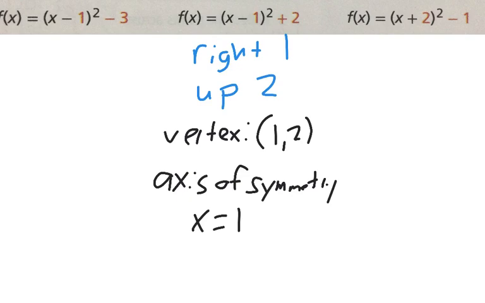Okay, if I look at the last one, it says f of x equals (x plus 2) squared minus 1. Left 2 and down 1. This is going to go left 2 units and down 1 unit.